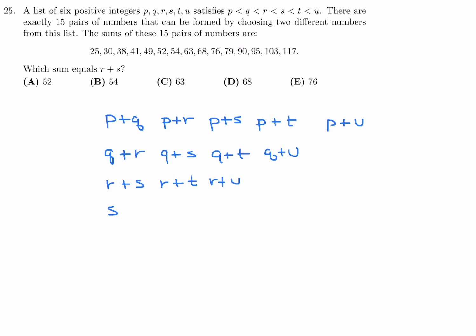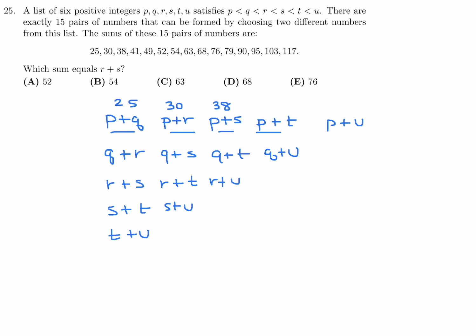And the last three, S plus T, S plus U, and the last one, which is T plus U. Now, what I initially thought, which is not correct, is that this is all in sort of order. So, for example, this is 25, this is 30, this is 38, and so on, right? And that is tempting because you think, oh, I can do this really quickly.